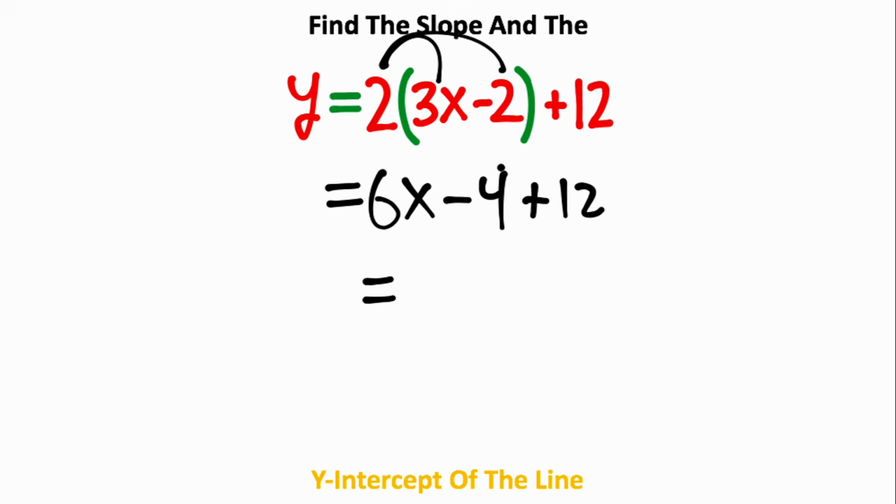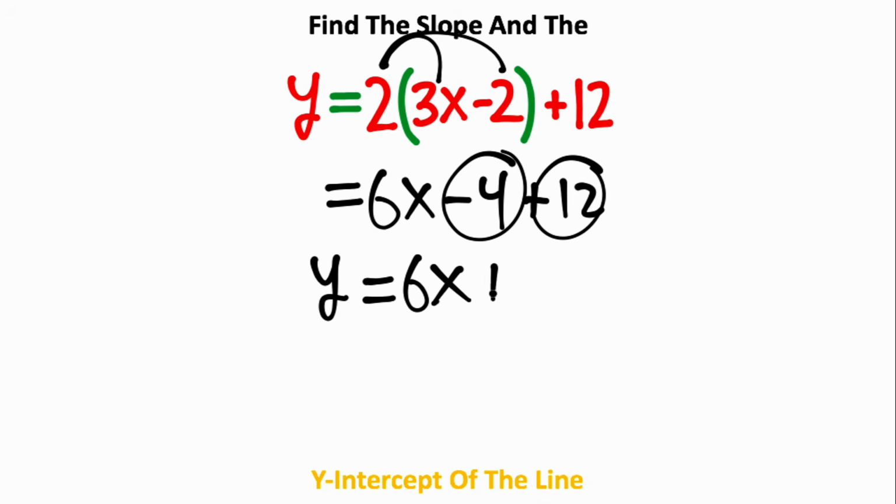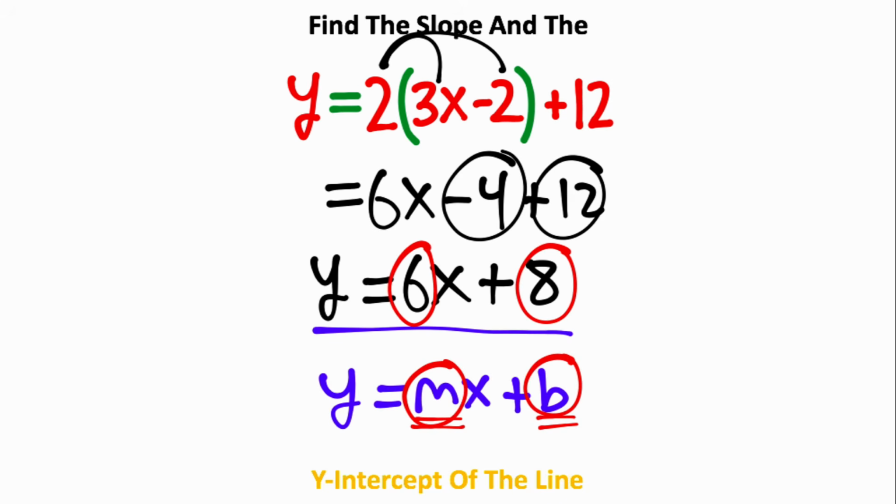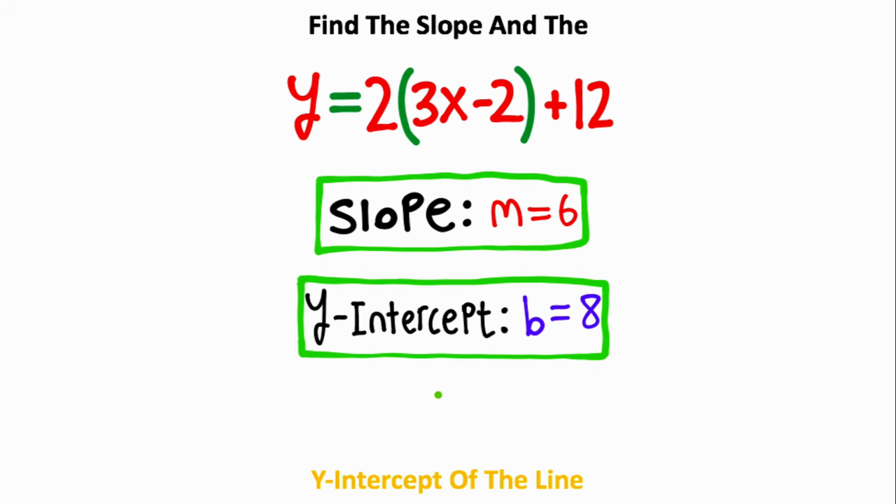Now from here, I can combine the negative 4 and the positive 12, which will give me positive 8. So we'll have that y is equal to 6x plus 8. Now the reason I did all of this is notice that our equation is now in the form y equals mx plus b. This is the slope-intercept form, where m is the slope of the line and b is the y-intercept. Notice how the slope of our line is 6 and the y-intercept is 8. So to answer this problem, the slope is equal to 6 and the y-intercept is 8.